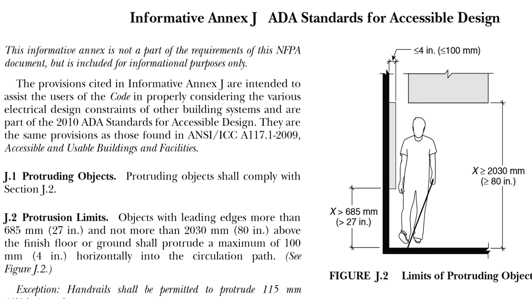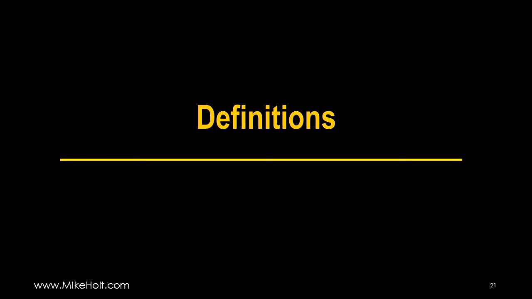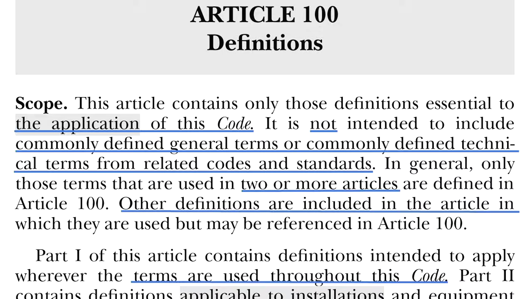An example of an annex right here, it says informational. Is that informative or informational? That's an informative annex. It's an informative annex where the other ones were informational notes. I just learned something. I didn't catch the little subtle point there. So this is just saying, hey, this informative annex is not a part of the requirements of this NFPA document, but is included for informational purposes only. So they give you some information in the back of the code book that might be helpful to some individuals in certain times. Then we go to definitions.